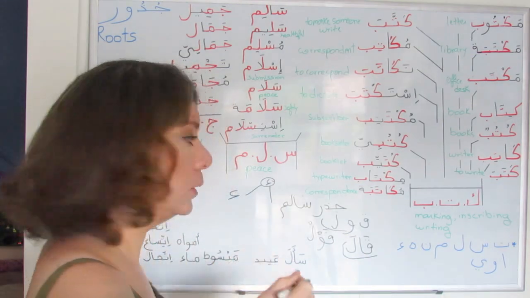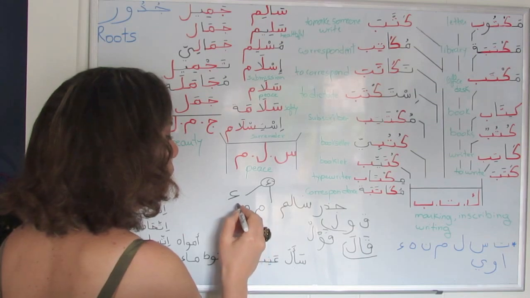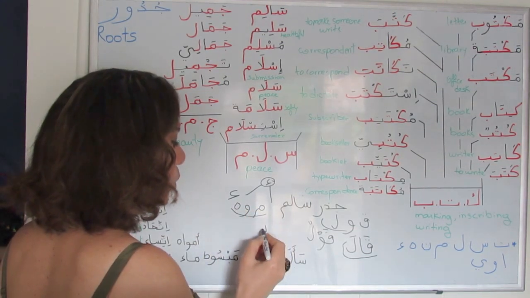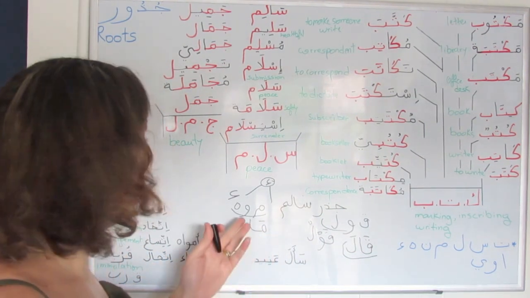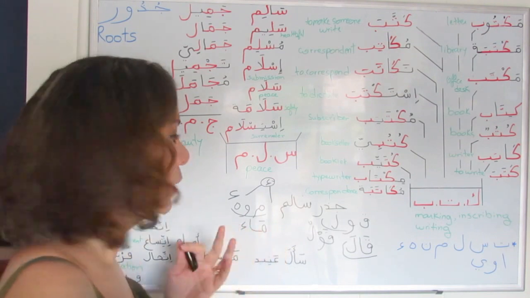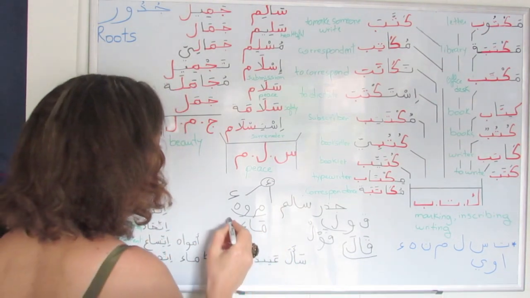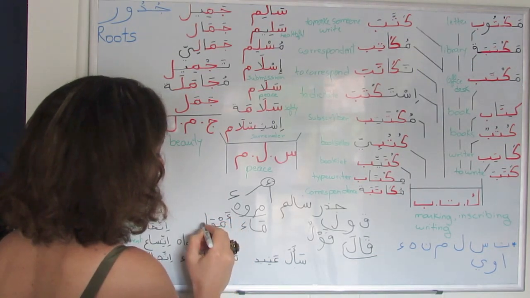Or for example, the root mim, waw, ha. From this root we can have the word ma. Ma means water. Where is the waw? It's gone. I know the plural of ma, amwah.